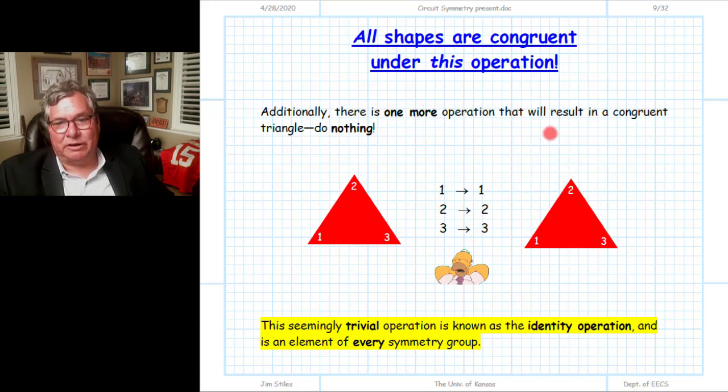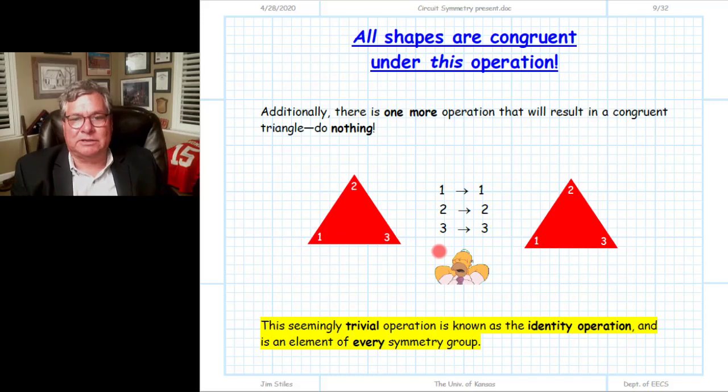Notice that this operation would be true for any shape that we have. Every shape is congruent under this operation, and so we call this the identity operator of this group of operations. Now, this seems kind of silly that we put this identity operator in there, but group theory is a branch of abstract algebra, and what we need is an identity operator in that algebra.